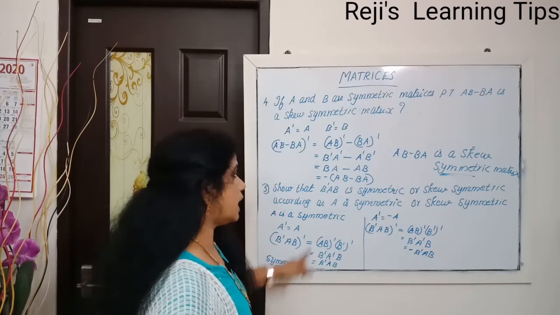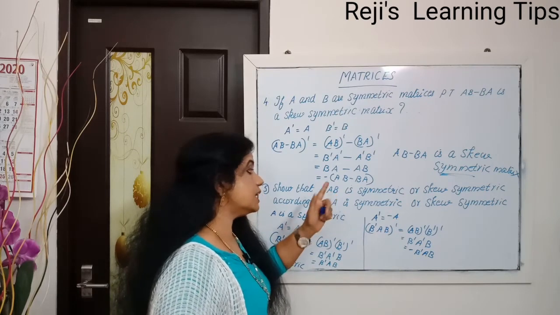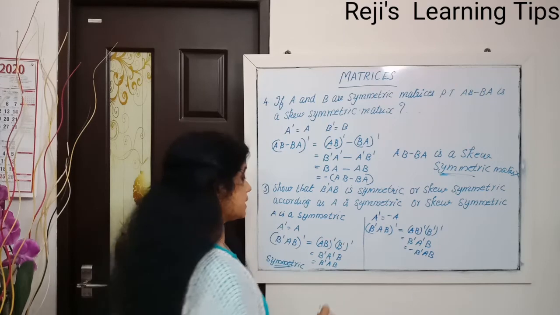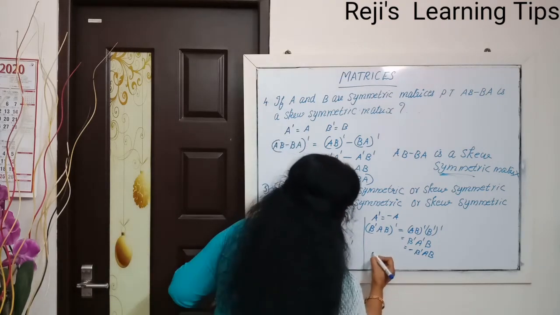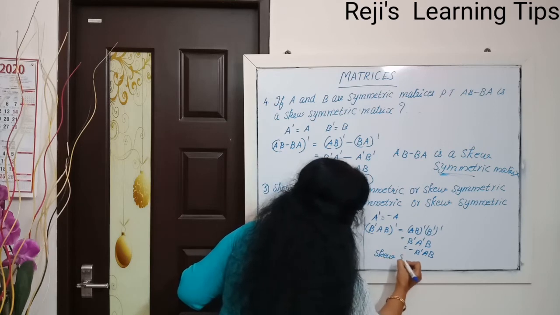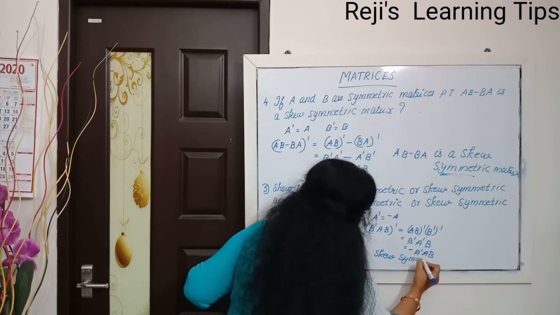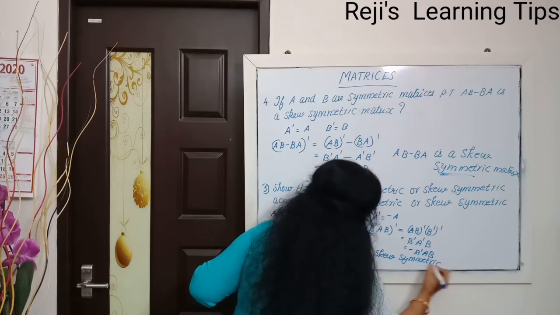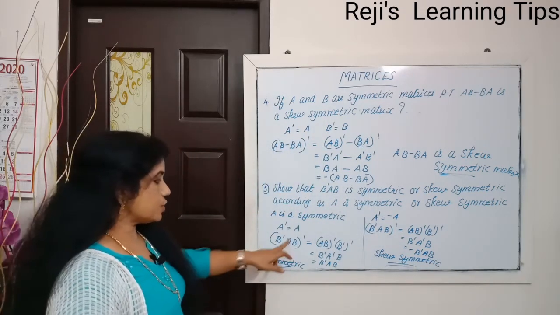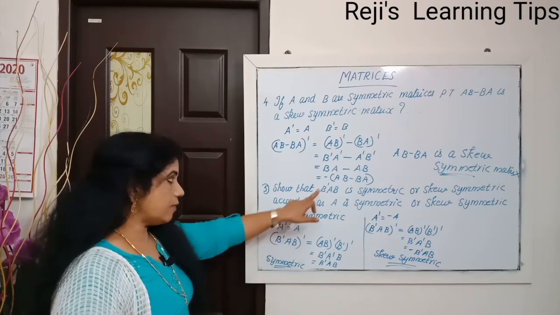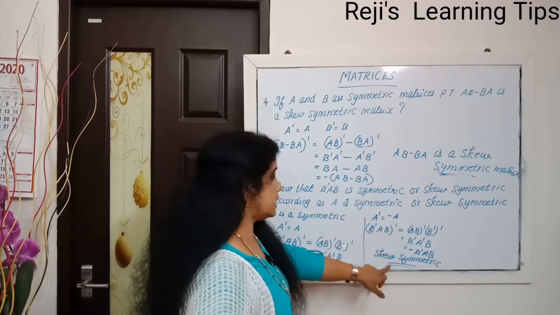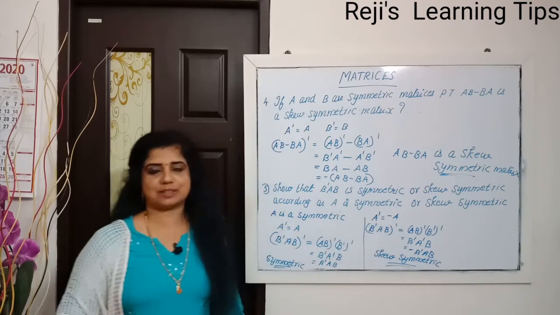Then we can say that B transpose A B is skew symmetric when A transpose is equal to minus A. So here we can write that it is a skew symmetric matrix. If A transpose is equal to A, then the given matrix is a symmetric matrix, and if A transpose is equal to minus A, then the given matrix is a skew symmetric matrix.